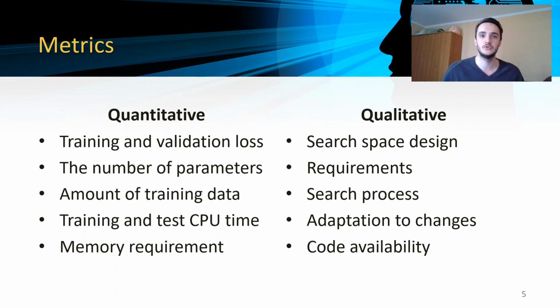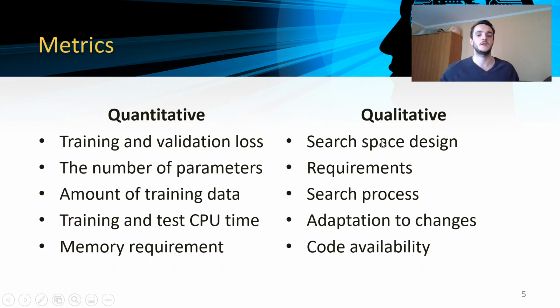Currently, the most used quantitative metrics to measure NAS methods are training and validation loss, here you can see it to the left, the number of hyperparameters, amount of training data, training and test CPU time, memory requirement, and that's it. More details you can see in our work. Within our framework, we introduce the variance on performance and the level of human intervention as qualitative assessments. To the right of this slide, you can see a 5-step evaluation strategy that must be followed successfully.